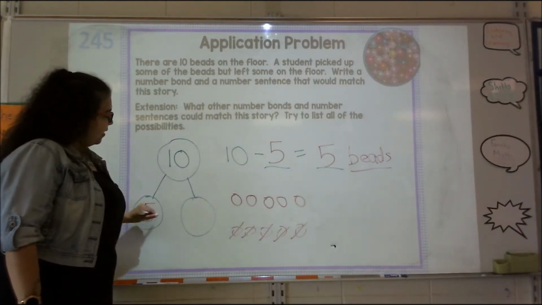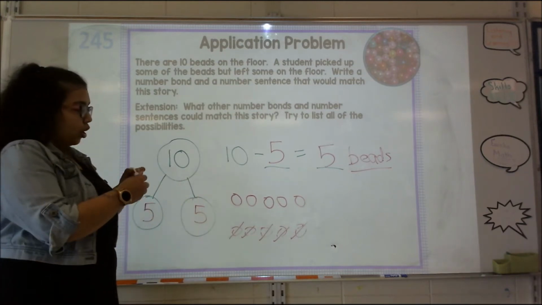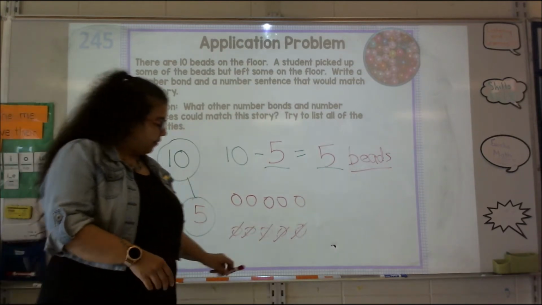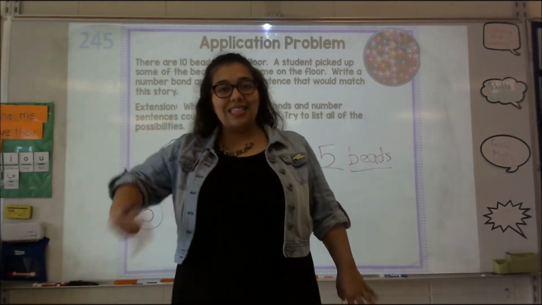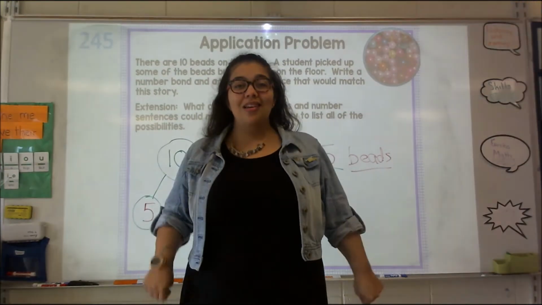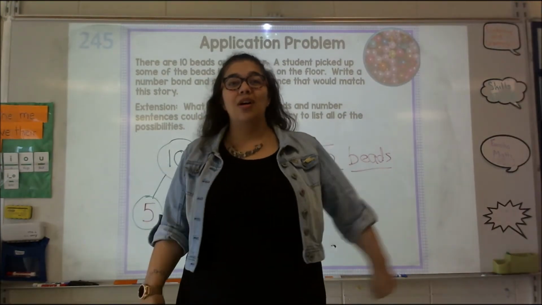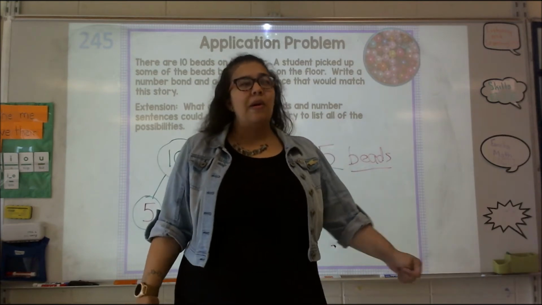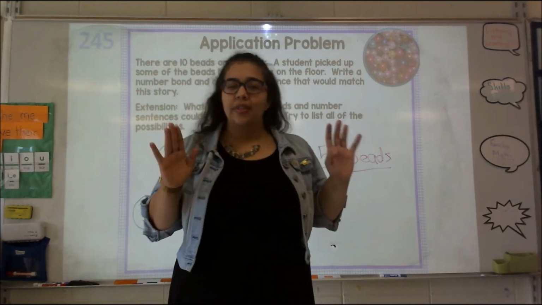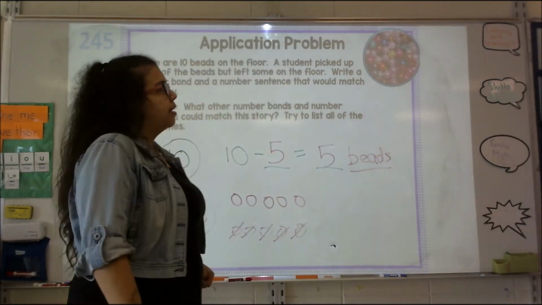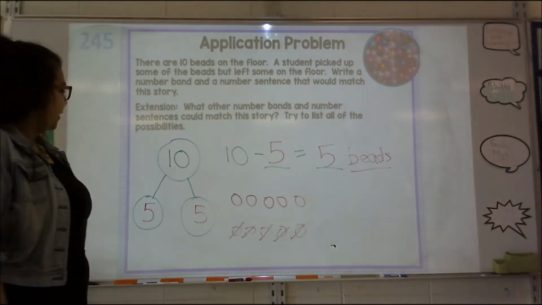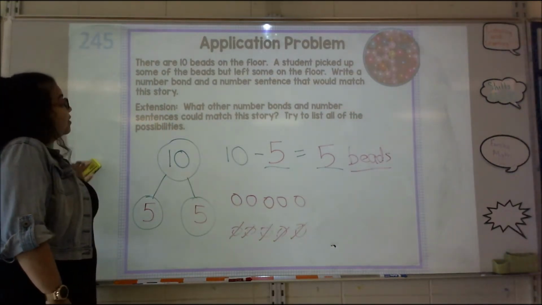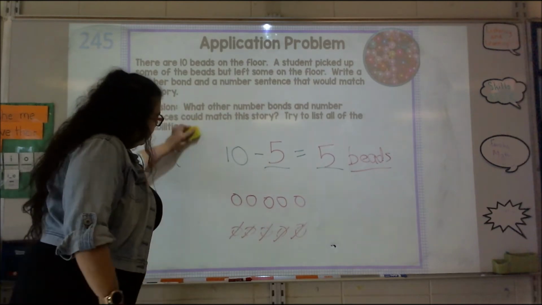Are there other right answers? Yes. We just chose to show this one. You could have 5 and 5, 6 and 4, 7 and 3, 8 and 2, 9 and 1, technically 10 and 0, but it does say that we left some beads on the floor. So that's a technical right answer, but it's kind of a weird right answer based on what we're looking at. All right, so that is our application problem.